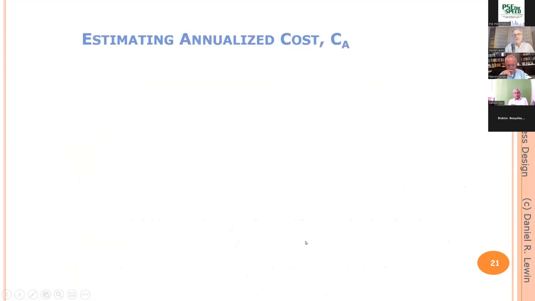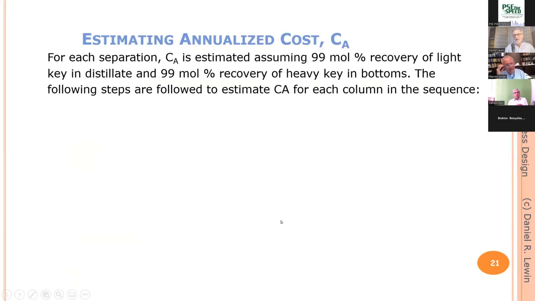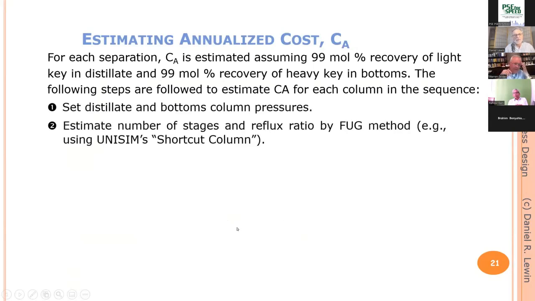In order to do the calculation, we need to estimate the capital cost for each separator, which is actually not very good news. It means we actually have to do simulations for every separation, which means setting column pressures. It means computing the minimum number of stages and the reflux ratio using the Fenske-Underwood-Gilliland method, otherwise known as DistWu in Aspen, or the shortcut column in UniSim.